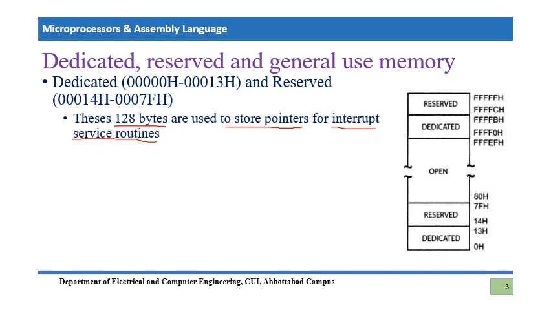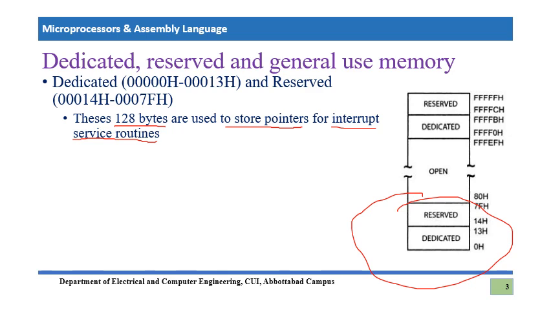At this point we do not need to know exactly what interrupt service routines do in detail, but we are learning that those interrupt service routines are there, and they need to be stored somewhere. Pointers means addresses for these interrupts, so these addresses should be stored somewhere. This is the section of memory which is responsible for storing the pointers for interrupt service routines. And why is it divided into two parts: the first dedicated, the other reserved?